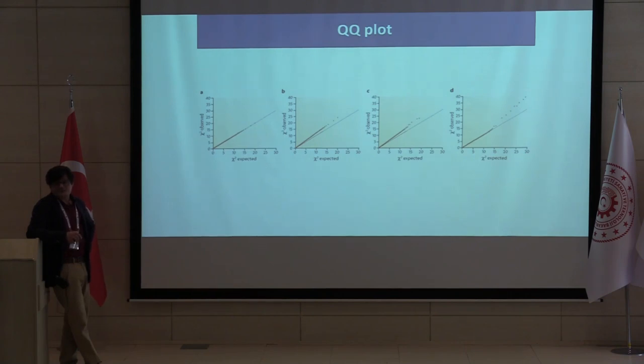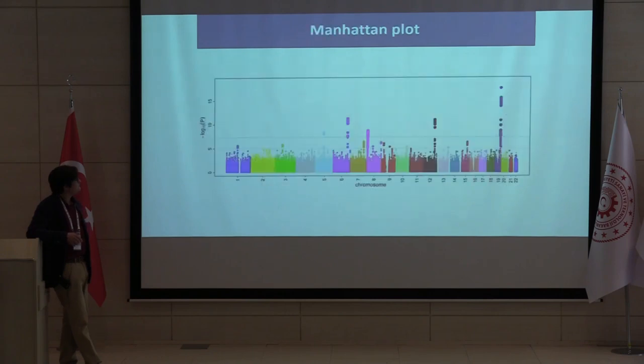Now the problem with extreme polygenicity is that sometimes the deviation happens very early, because we're talking about tens of thousands of signals and you need better methods to discriminate. Methods like LD score regression and others are more sophisticated techniques to figure out whether this is inflation in the data or a truly highly polygenic signal.